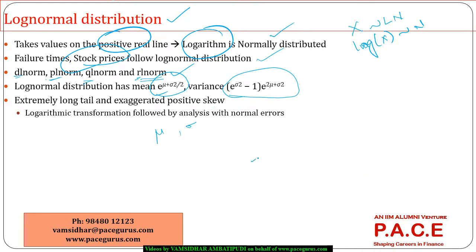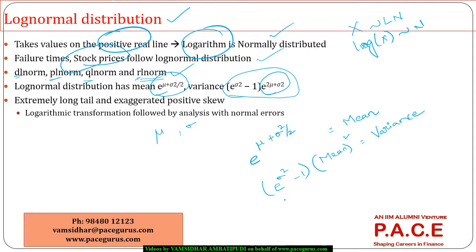So e to the power of mu plus sigma squared by 2 will be the mean of the data. Whatever I am taking, the mean of the data will be equivalent to this. Variance, if you are looking at it, is e to the power of sigma squared minus 1, and this part, e to the power of 2 mu plus sigma squared, I can write as mean squared. So mean squared times e to the power of sigma squared minus 1 will be the variance.